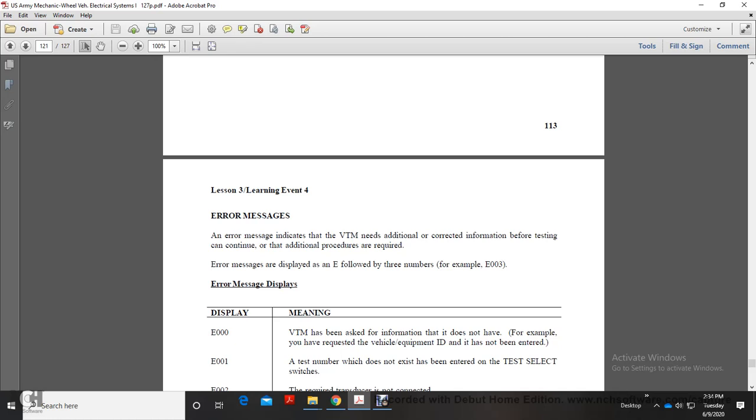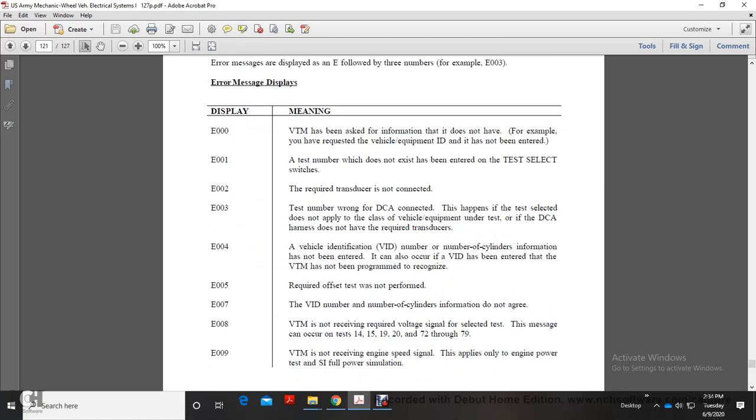Alright, error messages. Error messages indicate the VTM needs additional corrected information before testing can continue, or additional procedures. An error message is displayed with an E followed by 3 numbers, for example. And then it shows the error message displayed.